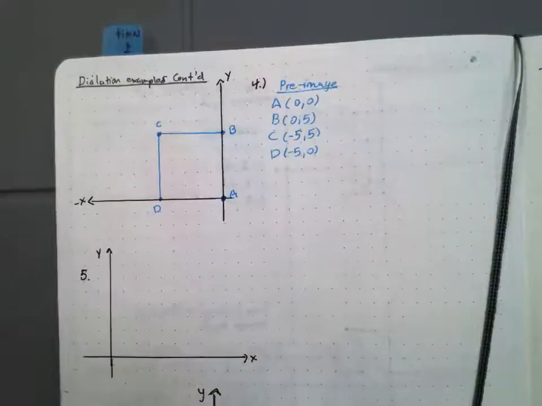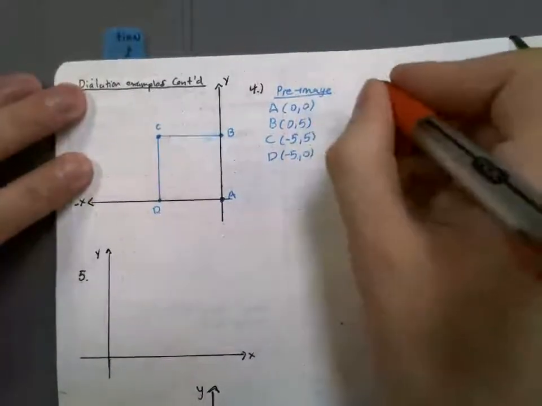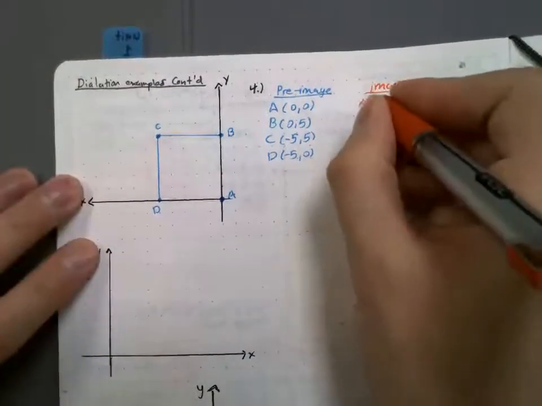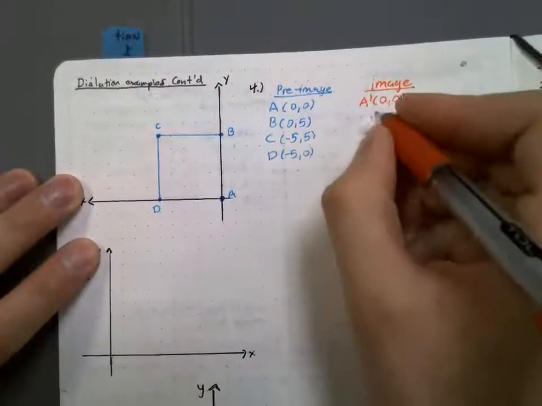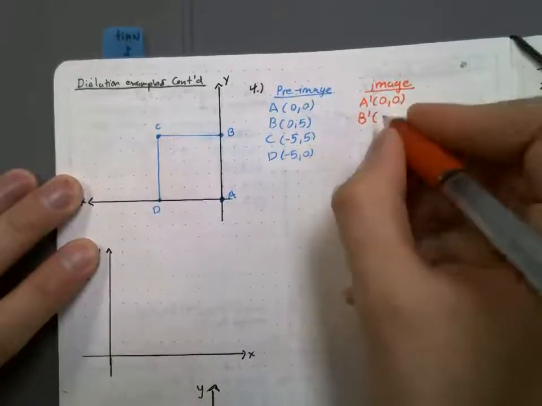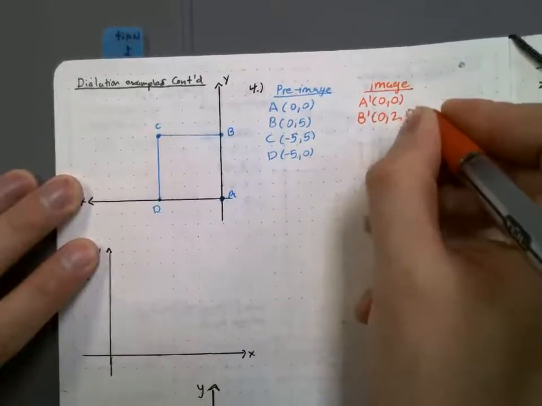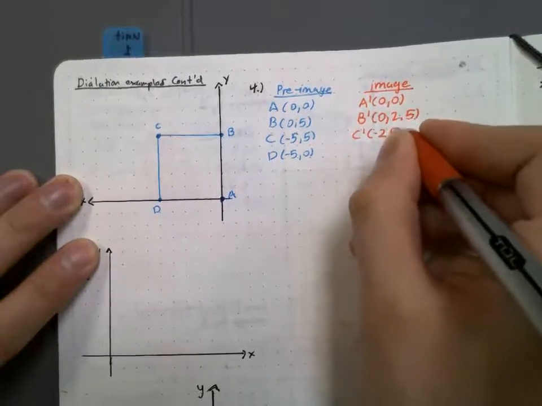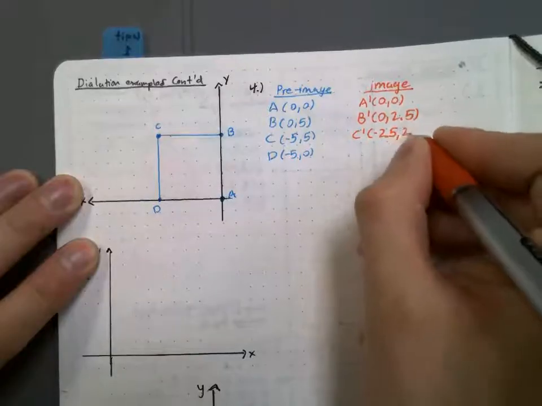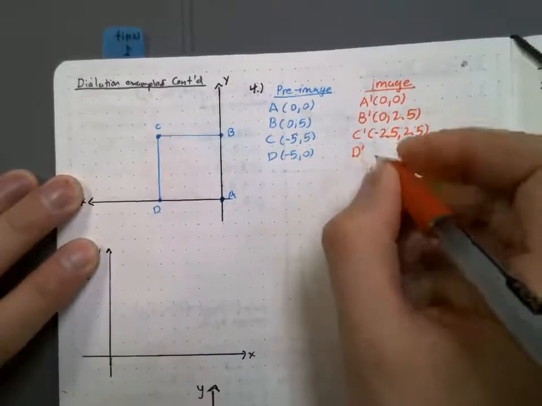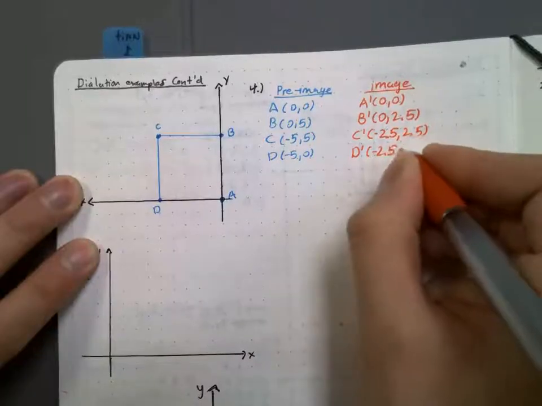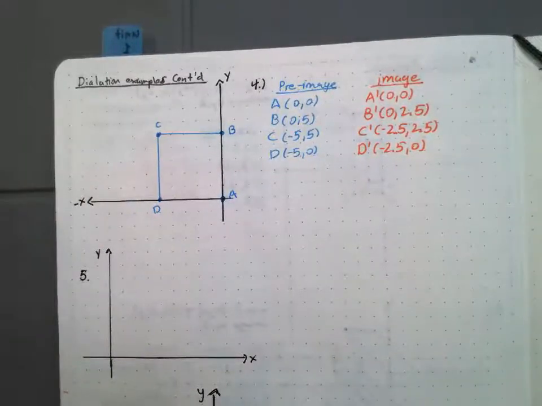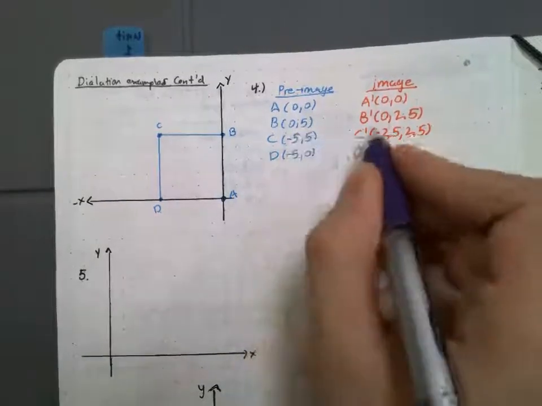And of course, our image is going to be A prime is 0, 0. B prime is 0, 2.5. C prime is negative 2.5 and 2.5. And D prime is going to be negative 2.5, 0. Now, the astute of you will probably have noticed that this scaled down by half. How do I know this? Because half of 5 is 2.5.